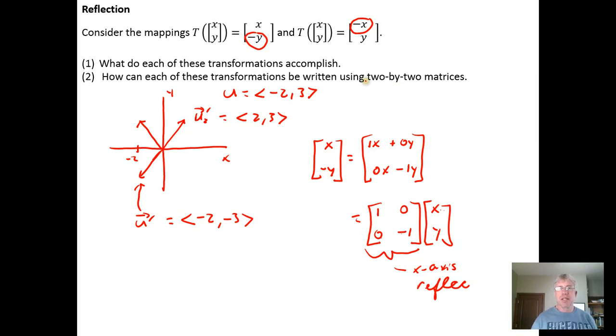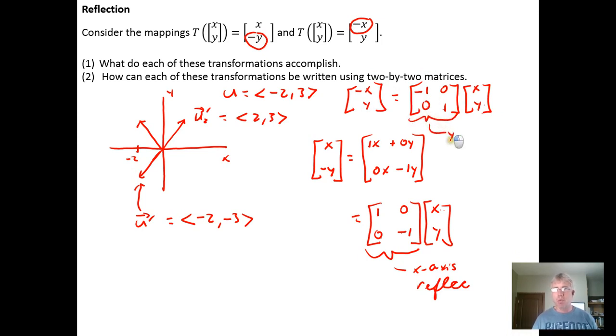Similarly, for the y-axis reflection, we could get this transformation in matrix form by doing negative 1, 0, 0, 1, and multiplying by x, y. So we do negative 1 times x plus 0 times y, which is the opposite of x, and 0 times x plus 1 times y, which is y. So this matrix right here causes a y-axis reflection.